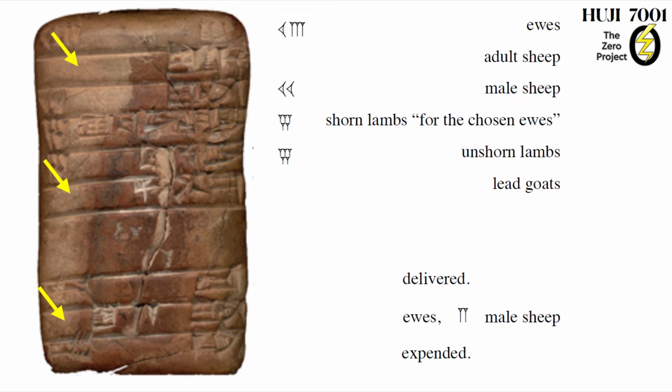This is an administrative text about sheep, and we have 13 ewes and no adult sheep. We have 20 male sheep. We have 5 shorn lambs. We have 5 unshorn lambs. We have no lead goats, and on the bottom we have the totals. Where you have no, for example, adult sheep, you have a blank here with the words adult sheep written here. Where you have no lead goats, you have a blank and lead goats written here.